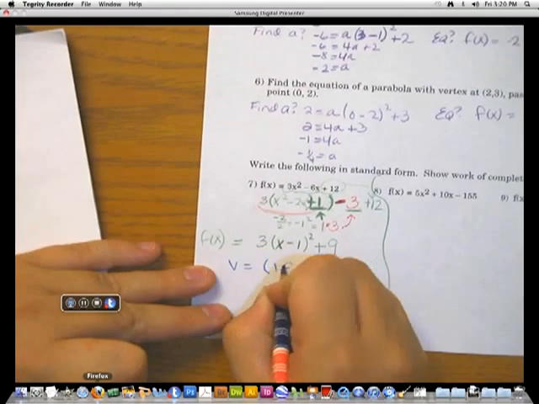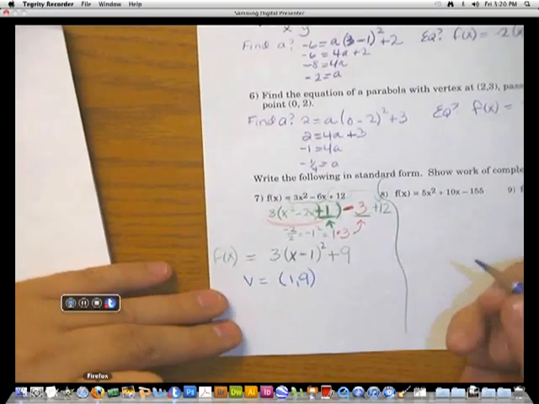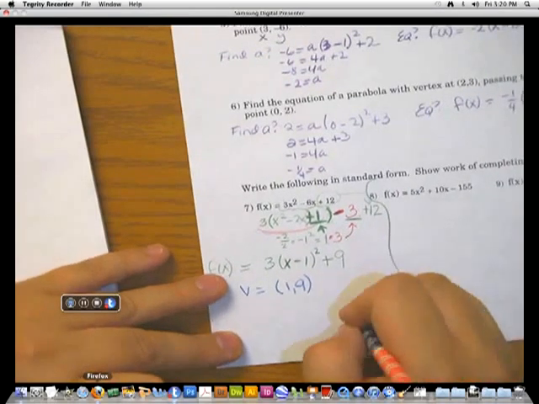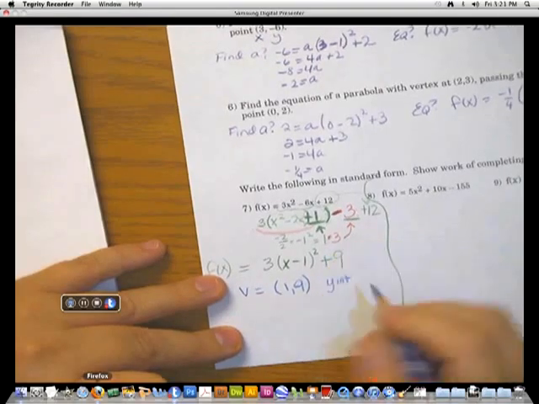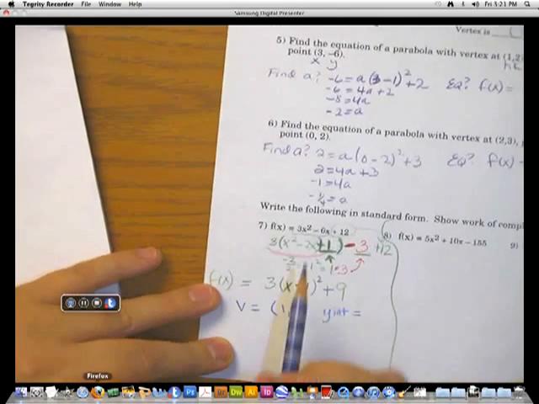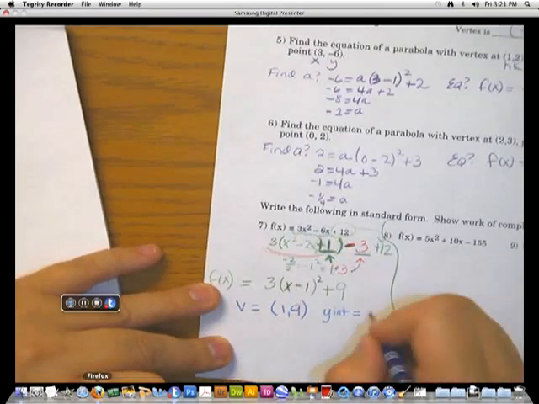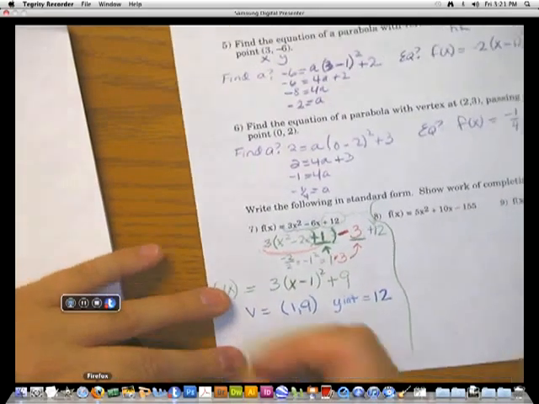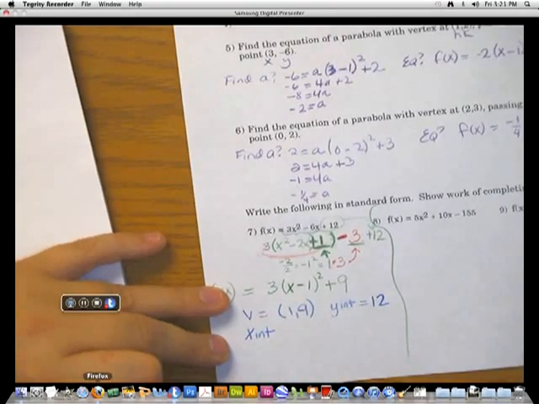The vertex is opposite and same sign. Now the x-intercept, we have to do a little bit of work, so I'm going to hold off on that one. And then I'm going to do the y-intercept, because that one's easy. The y-intercept, we can go back up to our original and put zeros into x's. So therefore, the only thing left standing is the constant 12. So that's our y-intercept.